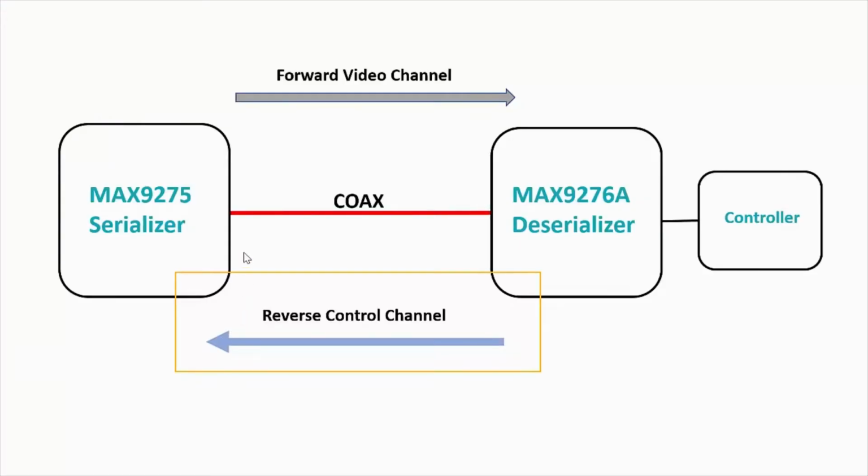The GMSL link consists of two channels. There is a high speed forward video channel which travels from serializer to deserializer, and a control channel which is bidirectional. The control channel is embedded with the forward video channel and in reverse direction on its own. Reverse control channel works in the opposite direction of the forward video channel at a much lower carrier frequency of 1 MHz. Using the control channel, a microcontroller can program serializer, deserializer, and peripheral device registers.